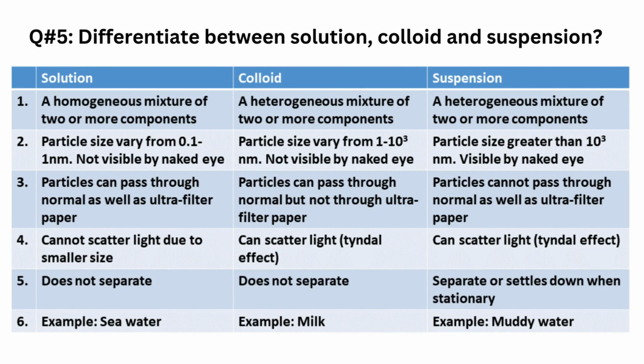Question 5. Differentiate between solution, colloid and suspension? Answer. A solution is a homogeneous mixture of two or more components. A colloid is a heterogeneous mixture of two or more components. A suspension is a heterogeneous mixture of two or more components. The particle size of solution varies from 0.1 to 1 nanometer and is not visible by naked eye. The particle size of colloids varies from 1 to 10^3 nanometers and is not visible by naked eye. The particle size of suspension is greater than 10^3 nanometers and visible by naked eye.